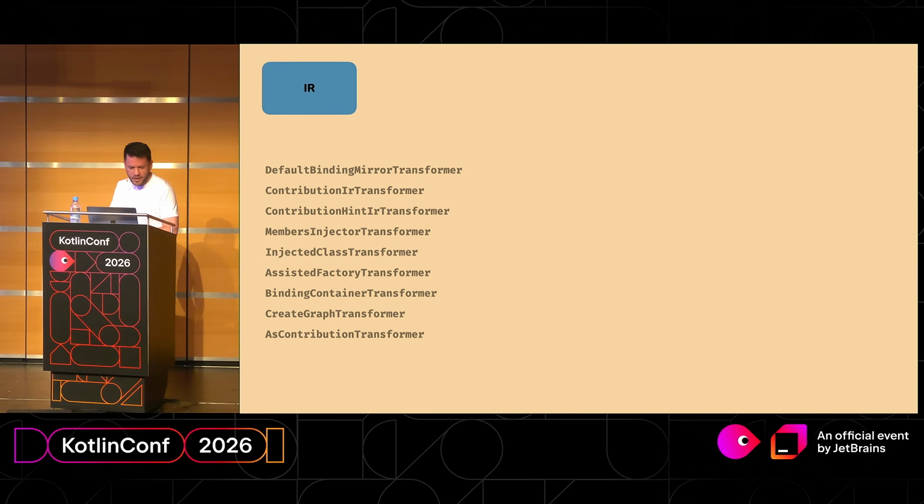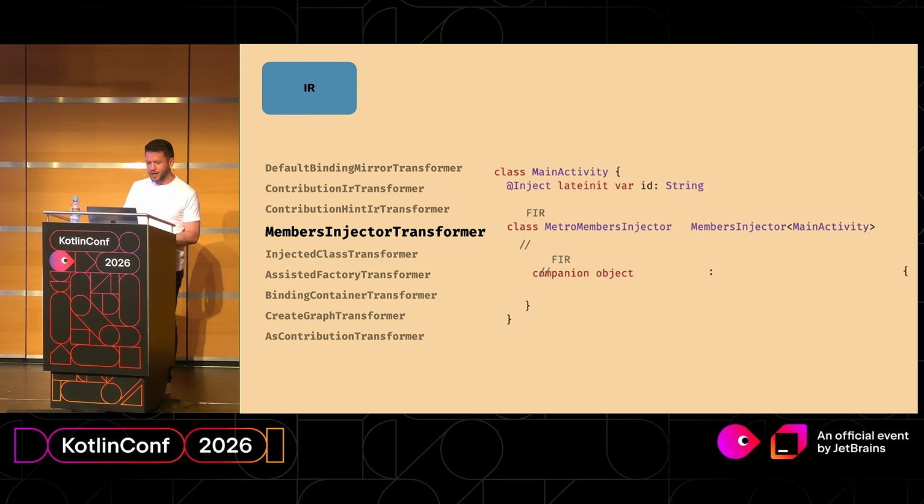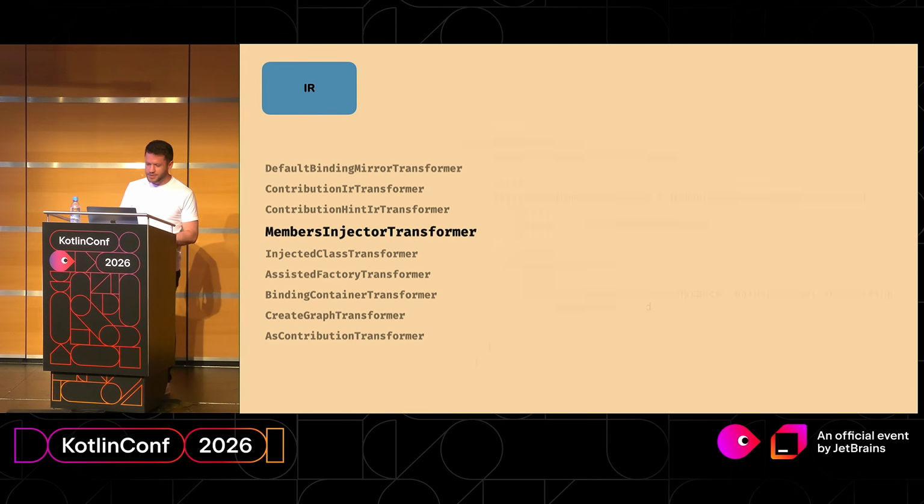Skipping contribution hint IR transformation, that's going away after Kotlin 2.3.21. Next up, we have member injection. Again, FIR comes through, generates a members injector class. IR generates the rest. You see a pattern here. It's just mechanical glue.